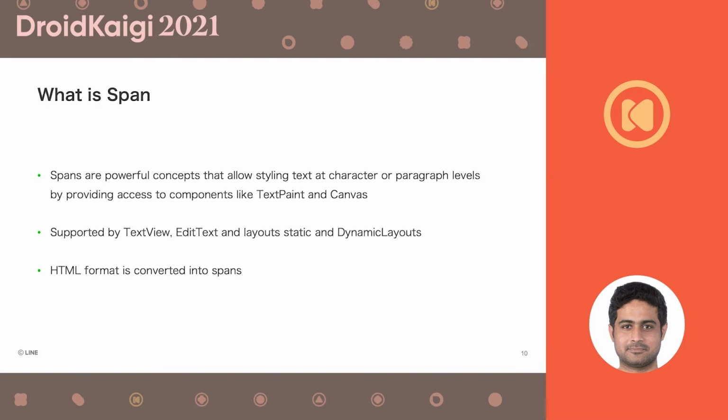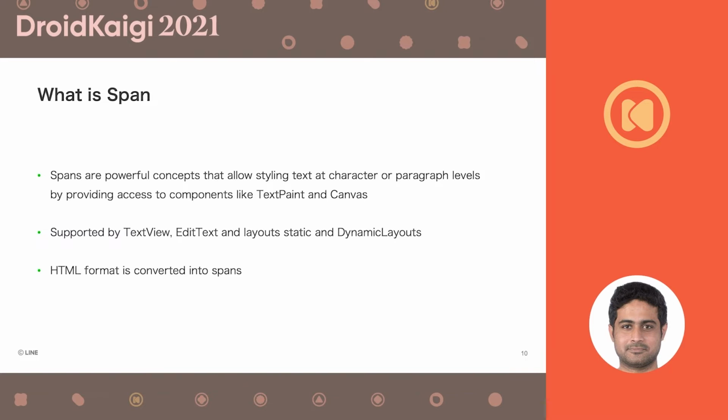Okay, so let's discuss spans. Spans are a powerful concept, and they are used to style a complete text or a part of text, and they also provide access to basic components like canvas and text paints. Spans have been around for quite some time, and they're supported by many components like TextView, EditText, and different layouts like static and dynamic layouts.